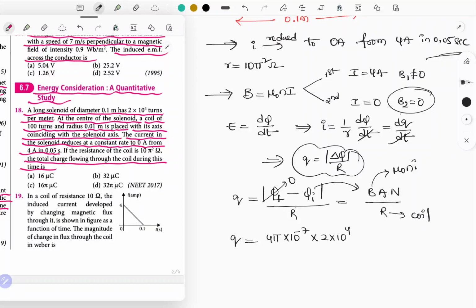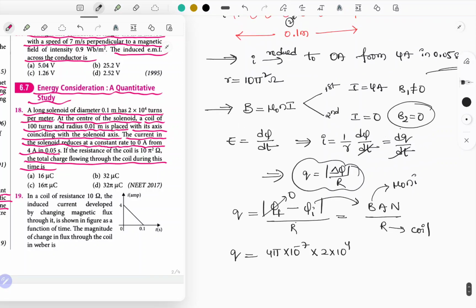B is the magnetic field produced by the solenoid, and that is interlinking with the coil placed inside. In that coil, current will flow and charges also flow. So 2 into 10 power 4. Current in the solenoid is a final current of 4 ampere. Into whose area do I have to consider? I have to consider the area of the coil, because in the coil only I am finding charge, no?